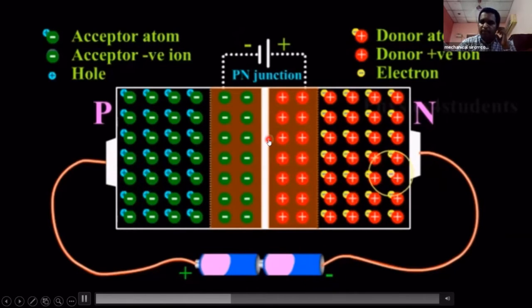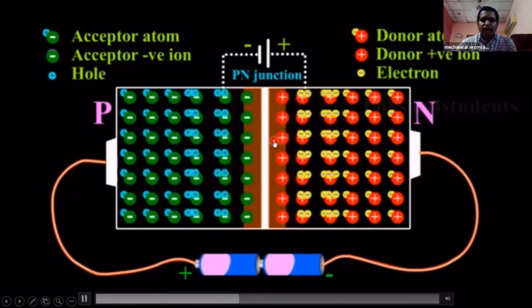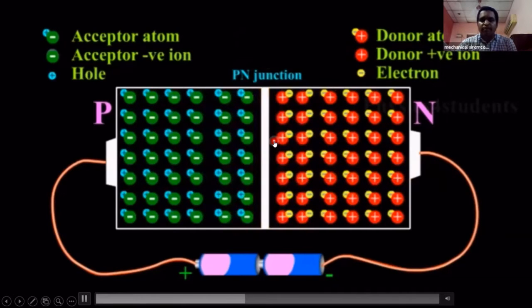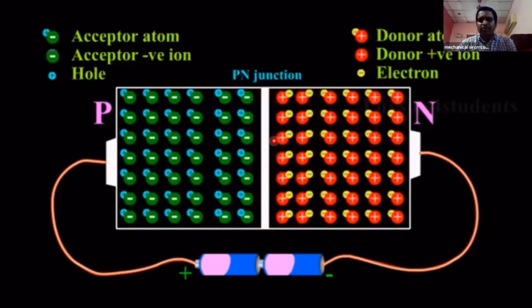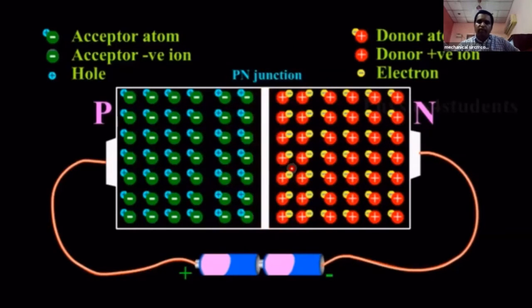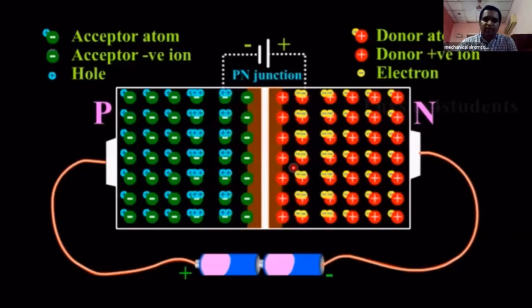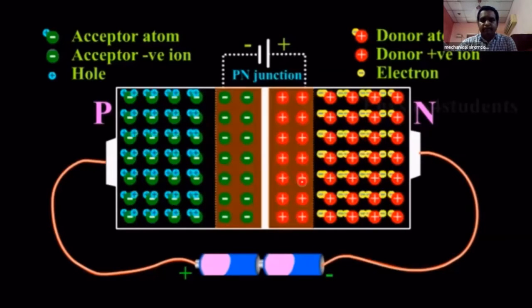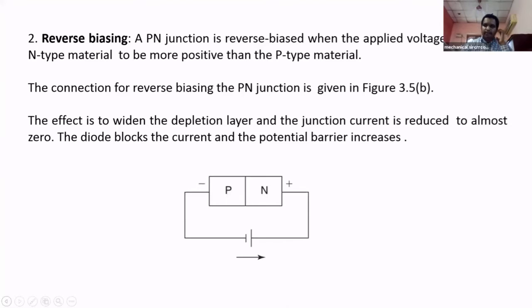The collapse of the barrier causes the flow of electrons and holes, and they can cross the junction. This causes the flow of current. This is called forward biasing. In forward biasing, the PN junction diode acts as a conductor. Now we see reverse biasing.